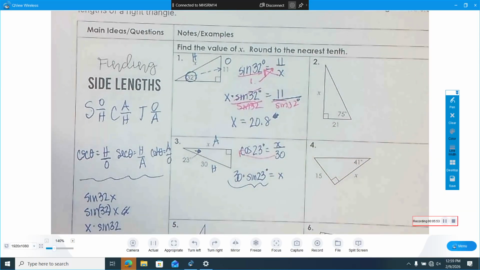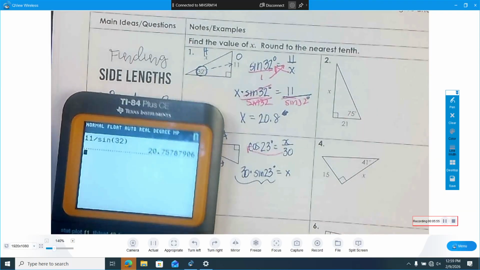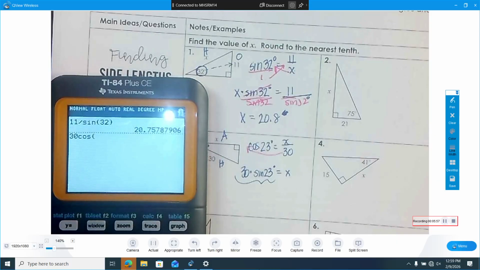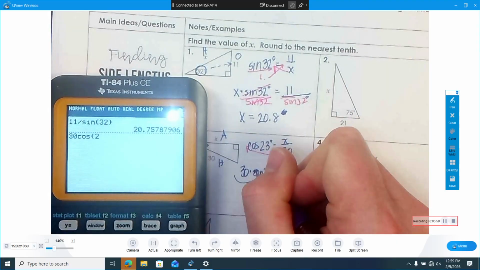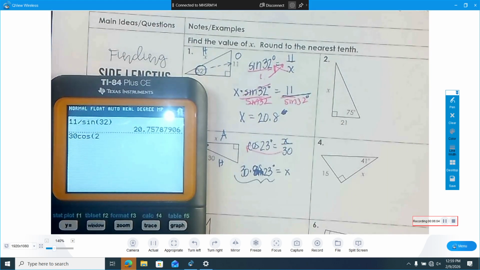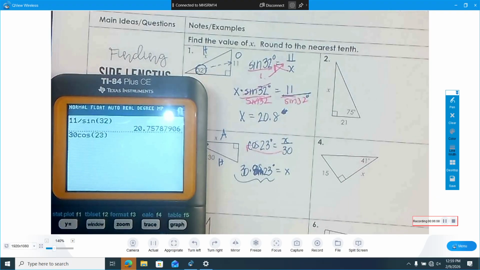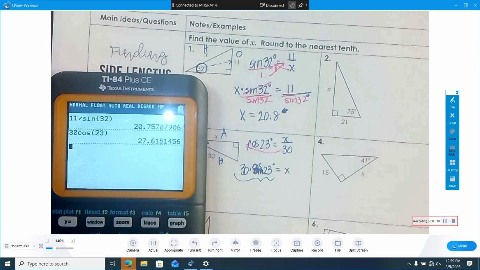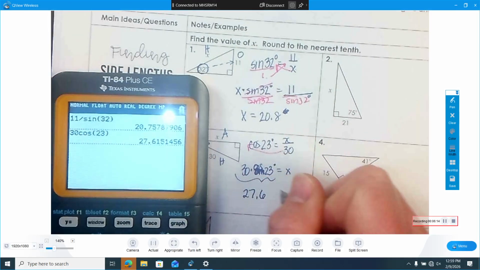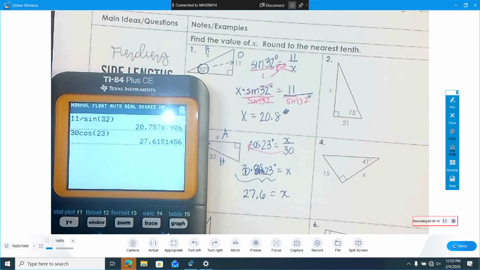And this is just calculator work. Super easy. 30 times the cosine. Oh, I wrote sine. Cosine, not sine. We have a cosine function here of 23 degrees. And I get about 27.6 units of length here.